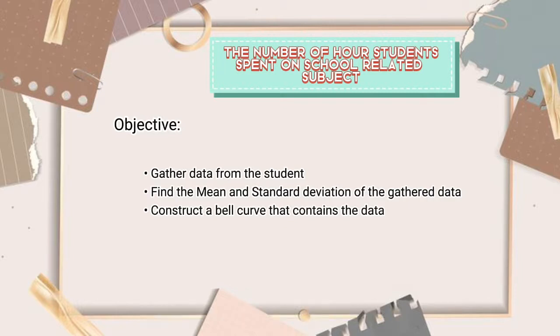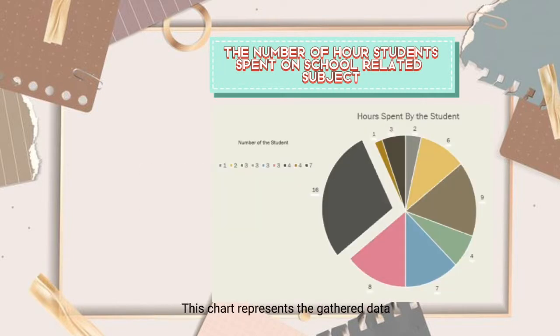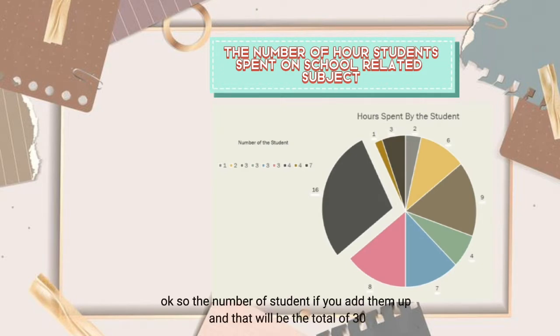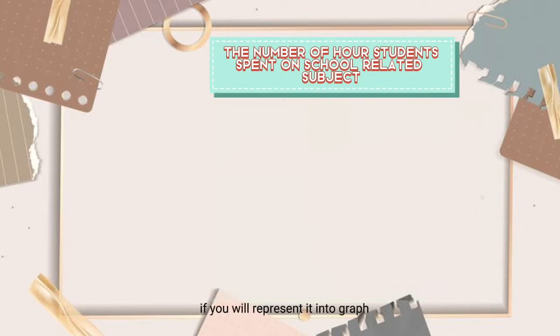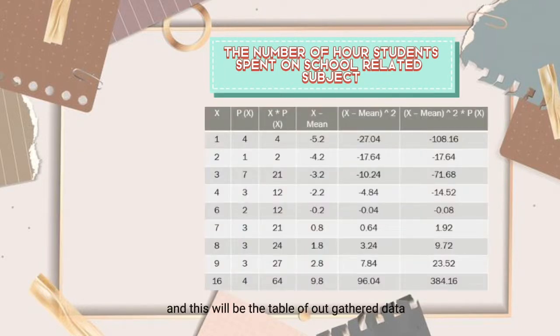This chart represents the gathered data. If you add up the number of students, the total will be 30, along with the hours spent by students. The lowest time a student spent on learning is one hour, and the longest time spent on school-related subjects is 16 hours. Now we represent it in a table of our gathered data.